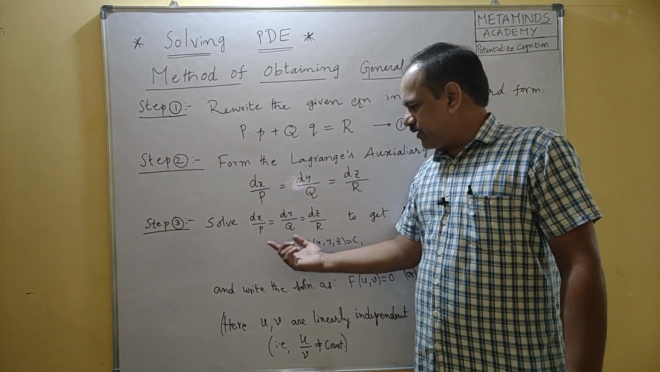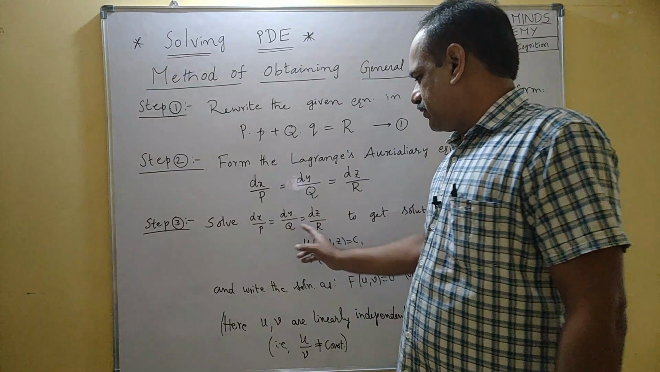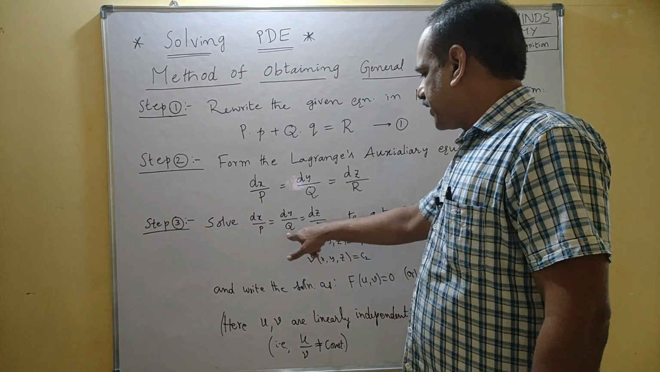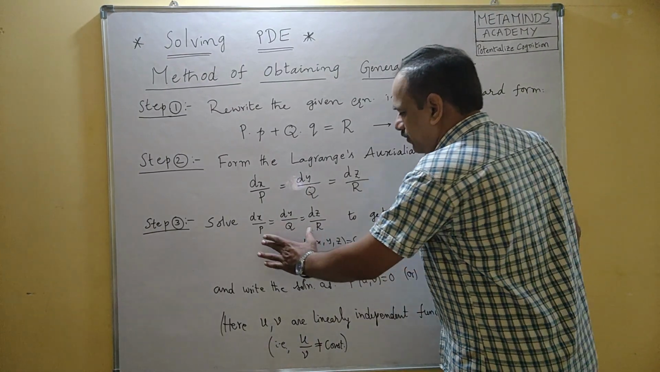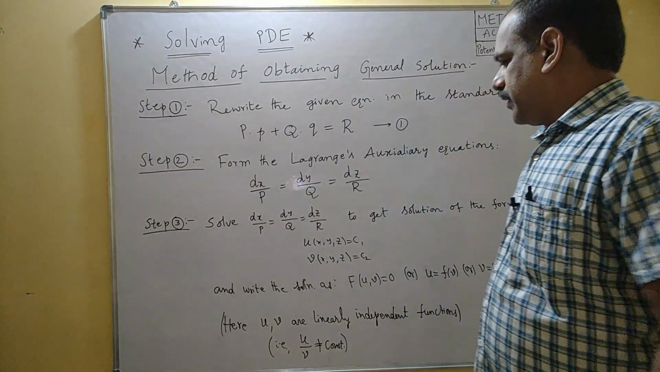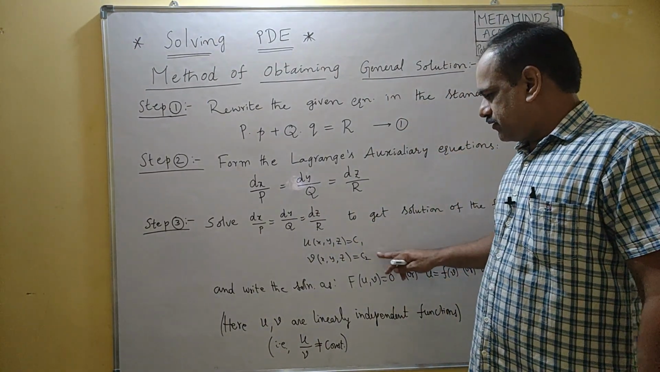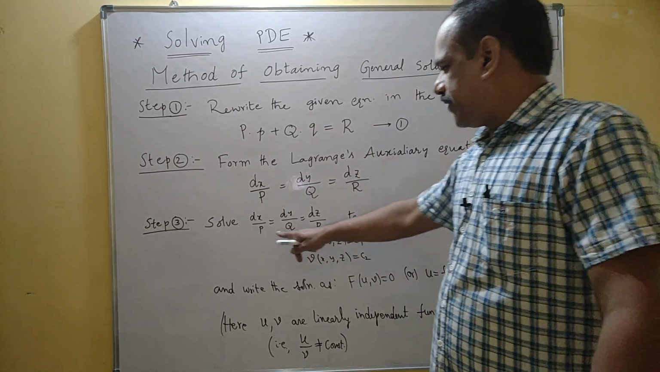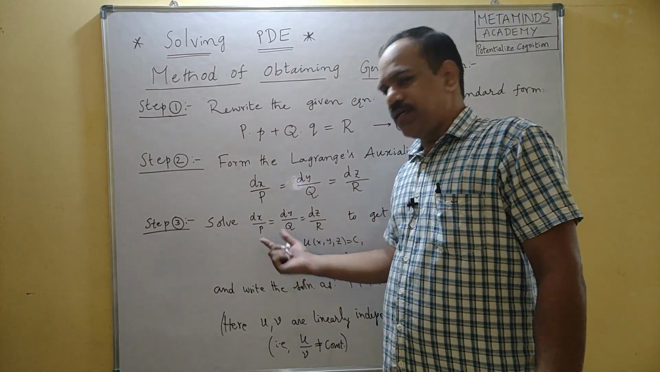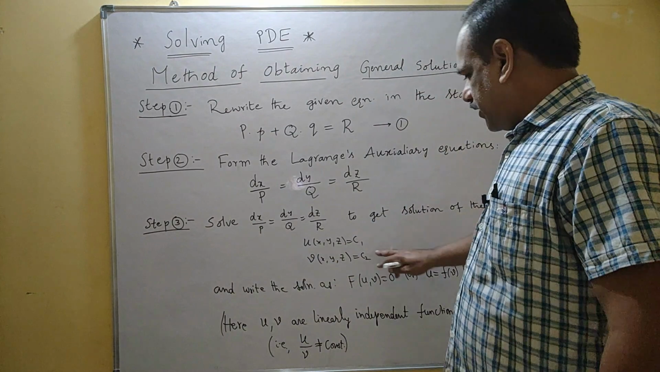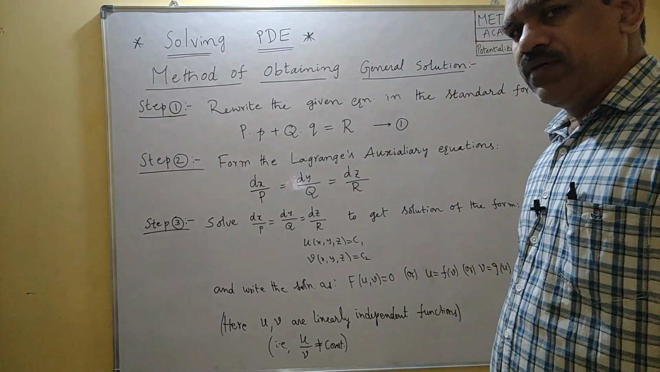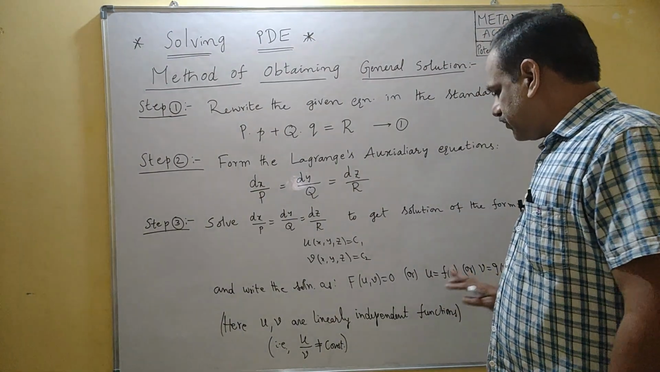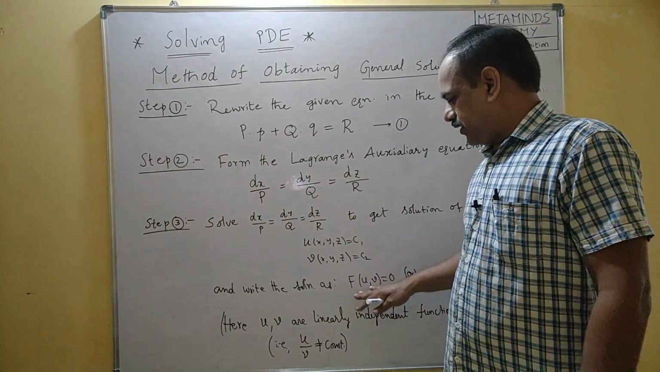You can consider any two of these equations and make them equal, and you will get one solution. If you make another two equal, you may get another one. So you choose two functions u and v, which are solutions obtained by integrating the pairs of these equations, and you write the solution as f of u, v equal to 0. You can also write this as u equal to f of v, or v equal to g of u, one as a function of the other.